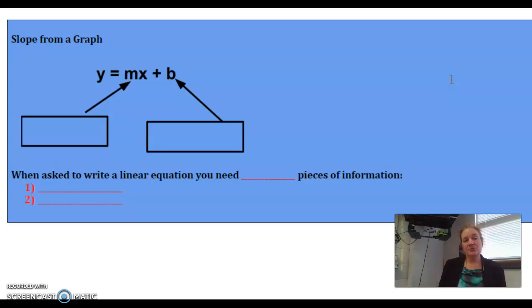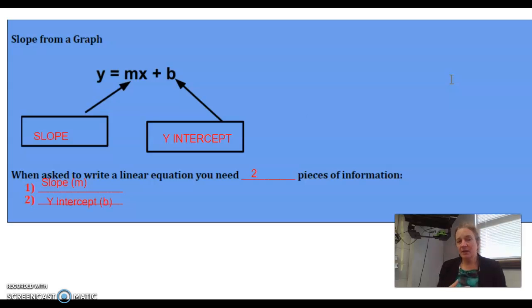And one beautiful thing about this is it's really easy to go back and forth if you know what to look for. If you can calculate the m, which is the slope, and you can find the b, which is the y-intercept, or where the line crosses the y-axis, then you can write your equation or draw your line. You can easily go back and forth either way. So when asked to write a linear equation or to graph a line, you need 2 pieces of information. You need the slope, which is m, and you need the y-intercept, which is b.